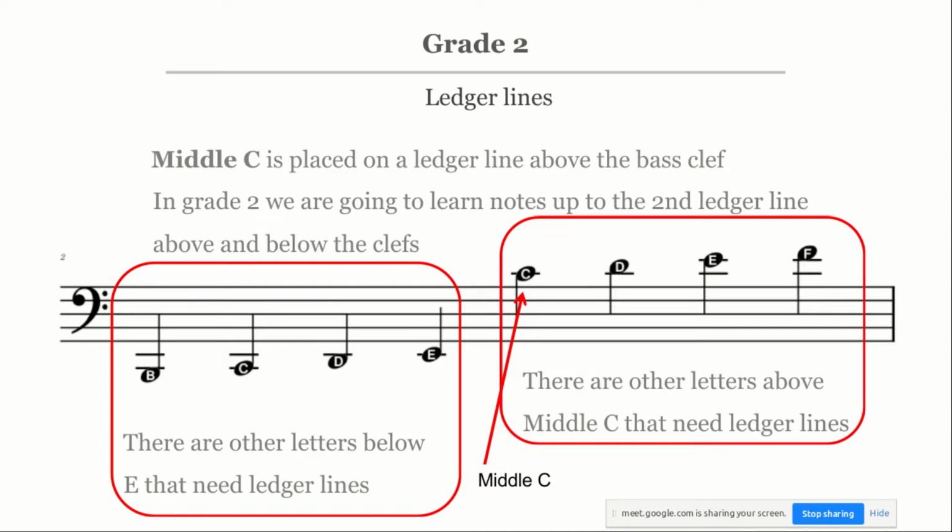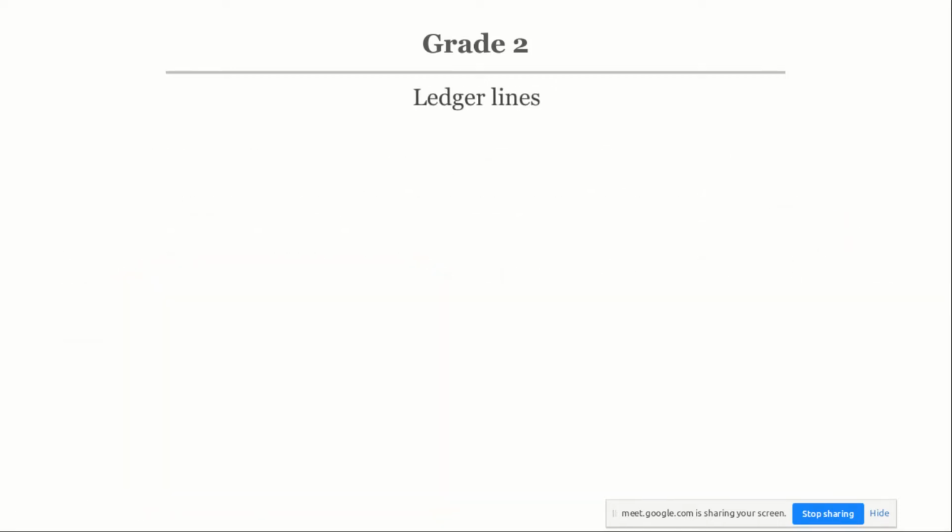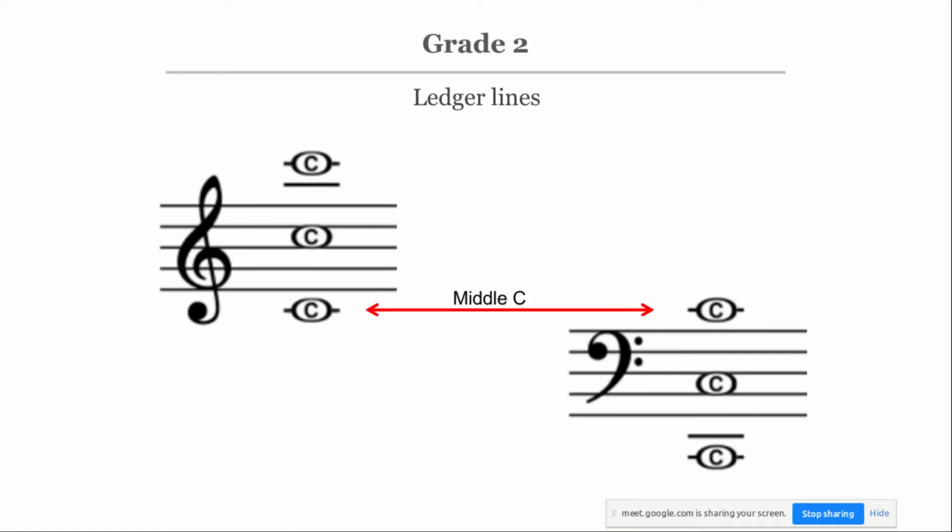As you can notice, we use as few ledger lines as possible, because you don't want to write two ledger lines and then write a D between them. You only use a ledger line when necessary. So look at the following. This will help you find the notes easily, and I want you to look at this very closely.